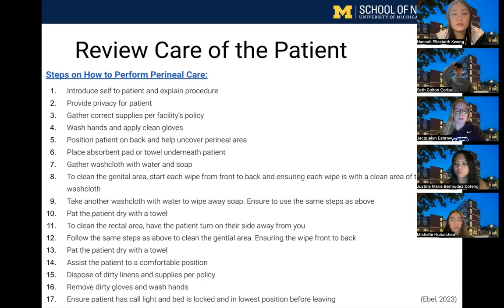And then step 14, assist the patient into a comfortable position, disposing of dirty linens and supplies, and then removing your gloves and washing your hands. And then before you leave, ensure the patient has a call light and the bed is locked in the lowest position before leaving.